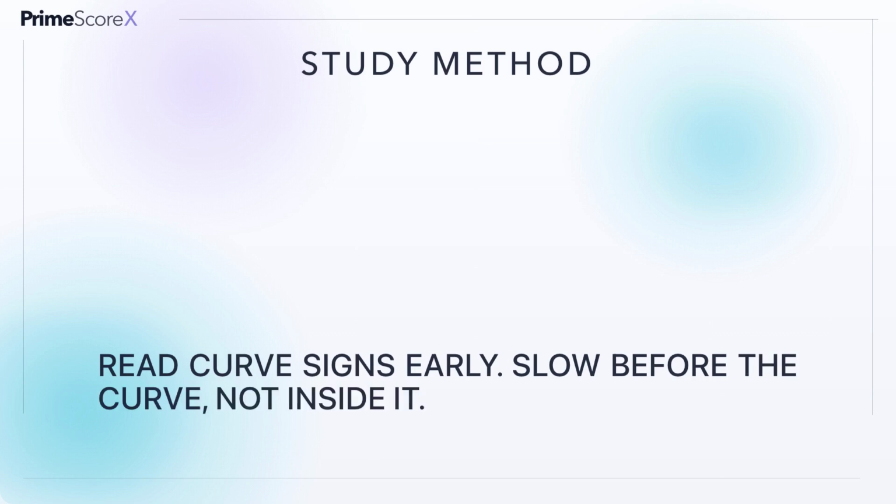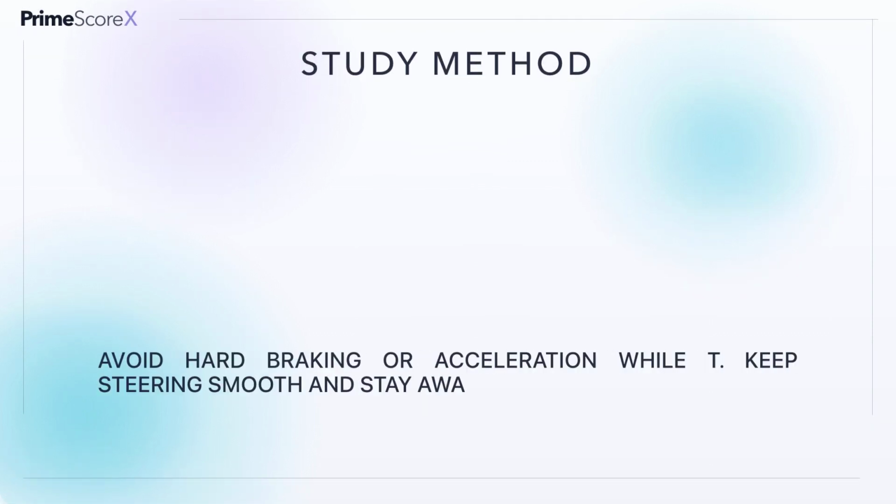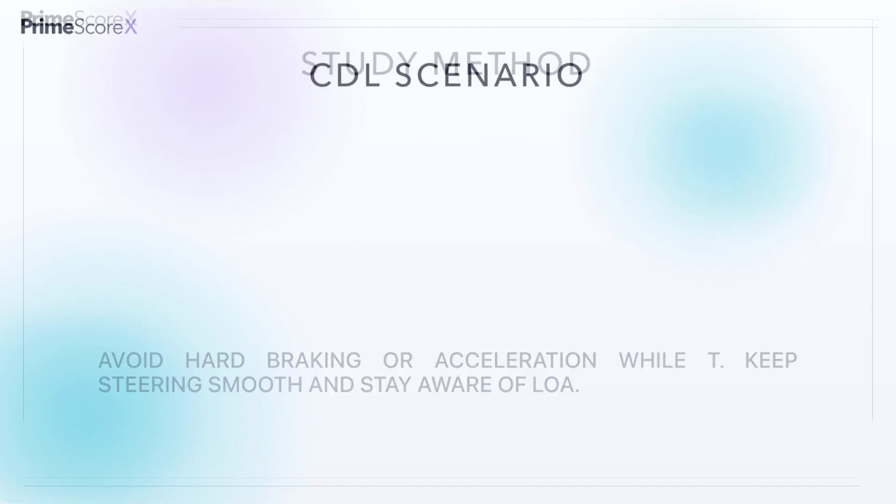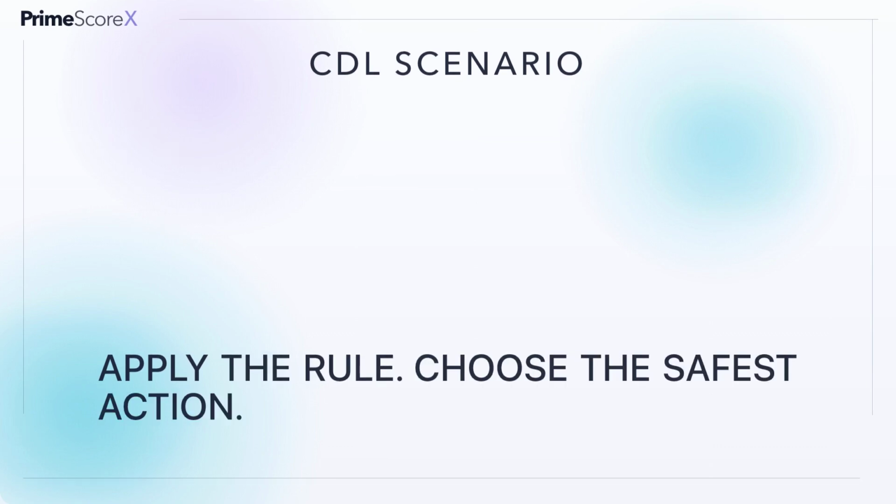Use a repeatable study method. First, read curve signs early. Second, slow before the curve, not inside it. This keeps your study organized and prevents the common mistake of jumping straight into practice questions before the concept is clear. Third, avoid hard braking or acceleration while turning. Fourth, keep steering smooth and stay aware of load behavior. The purpose of practice is not only to see whether you are right. The purpose is to understand why the right answer is safe, legal, and professionally defensible.